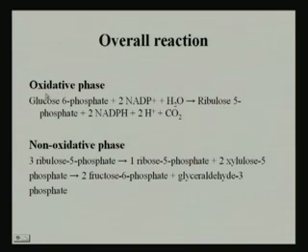Now, the overall reaction: glucose 6-phosphate plus 2 molecules of NADP and 1 molecule of H2O releases ribulose 5-phosphate plus 2 NADPH plus 2 hydrogen and 1 molecule of carbon dioxide. In the non-oxidative phase, 3 ribulose 5-phosphate give 1 ribose 5-phosphate and 2 xylulose 5-phosphate, which undergo further reaction to yield 2 molecules of fructose 6-phosphate and glyceraldehyde 3-phosphate, which are the end products of this PPP pathway.